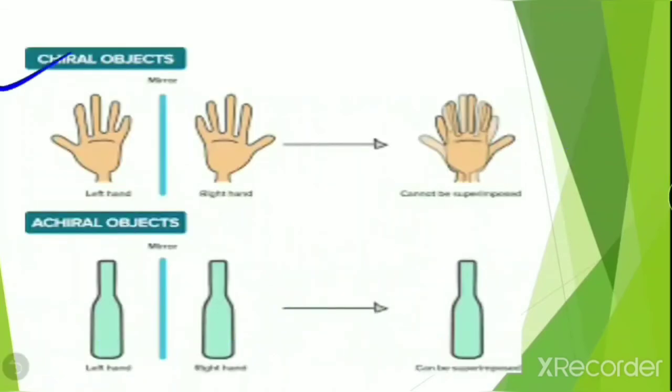The first example we have already seen is of the hand, which cannot be superimposed, and the second is the bottle. You can see over here both the bottles are mirror images, but they are also superimposable. As we can superimpose this, we cannot see the second one which is behind. We can only see the single object. So this type of object is called achiral.